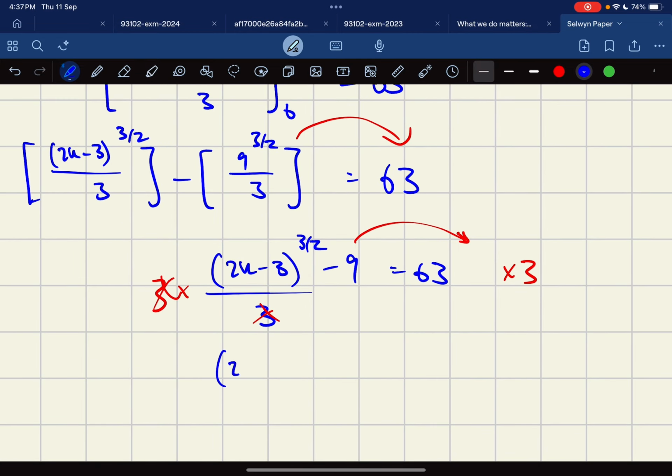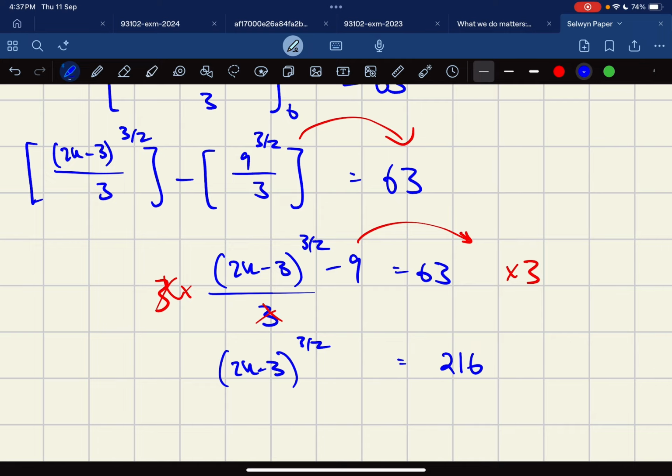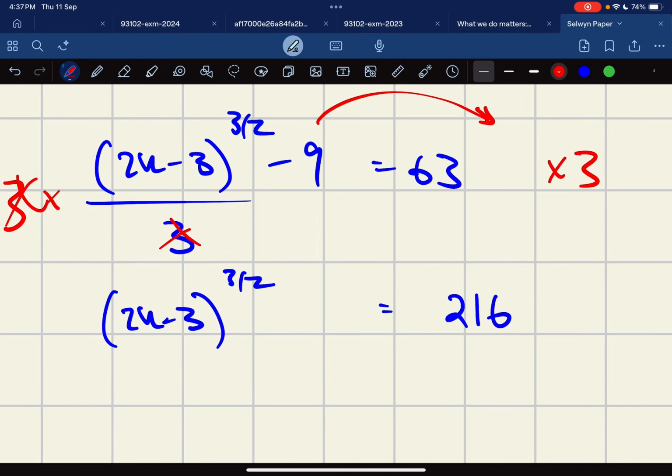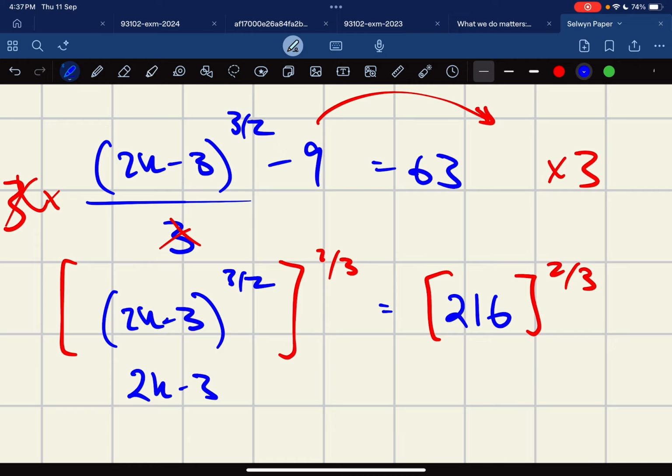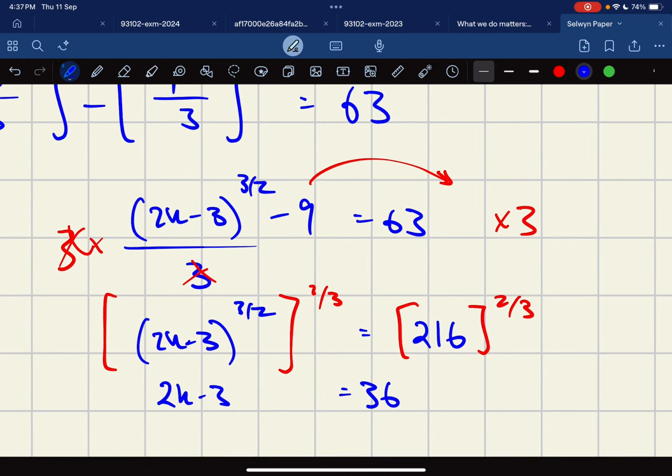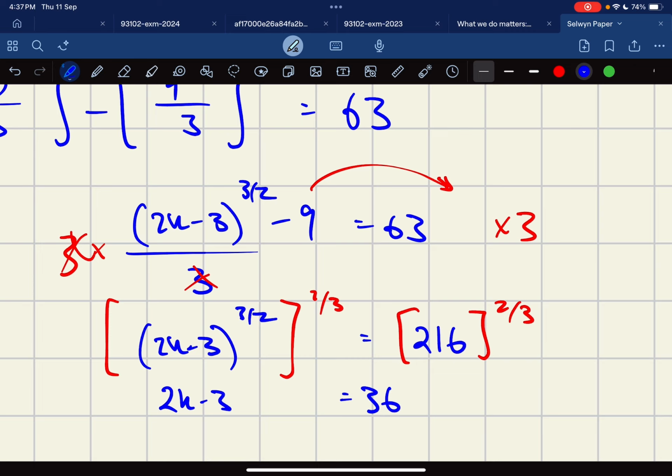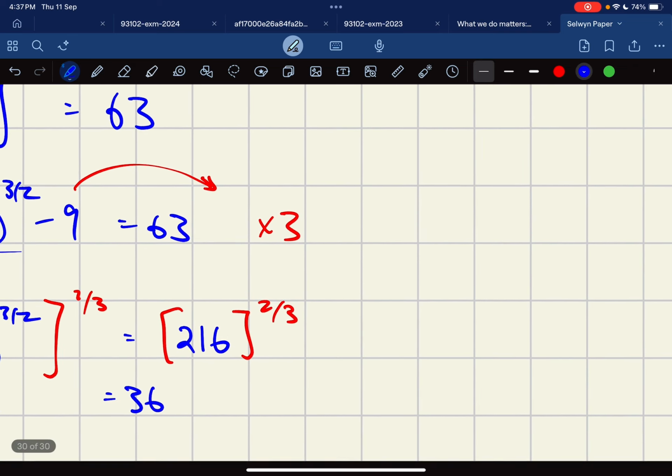So what you have now, you have 2k minus 3 to the power of 3 over 2 is equal to 72 times 3. It's going to be 216. And then in order to get rid of the to the power 3 over 2, you're just going to raise to the power on both sides 2 over 3. So then they cancel each other out. So 216 to the power of 2 over 3 is going to give you 36. So then 2k minus 3 is equal to 36. So then solving for k, it's going to be 39 over 2, 19.5.